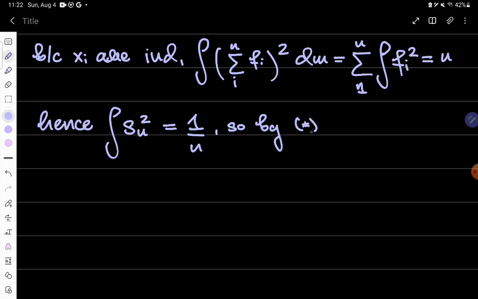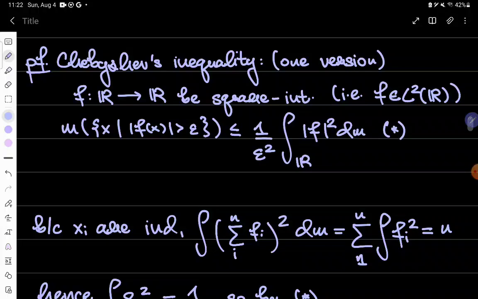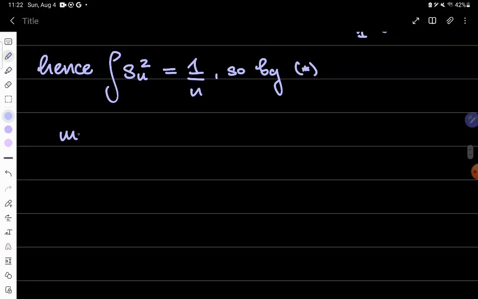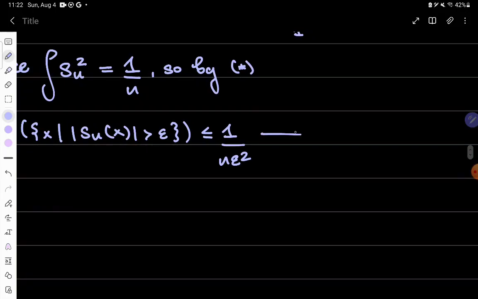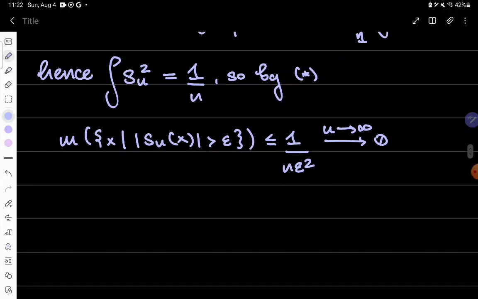So by Chebyshev's inequality, which I'll star like this, the measure of the set of all x such that, now the function in question, S_n is going to take the role of our f, absolute value of this guy is bounded above by epsilon, is at most 1 over n from this above calculation, times epsilon squared from Chebyshev. Right, and because this is O of 1 over n, this goes to 0 as n grows to infinity. So this formalizes the weak law of large numbers.